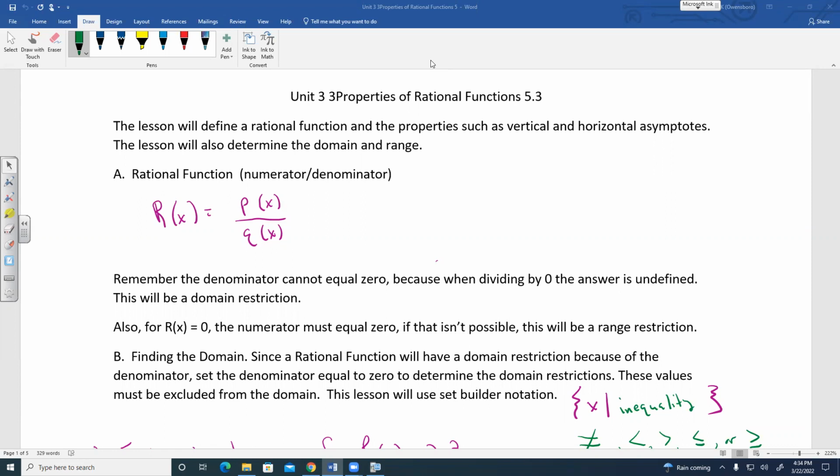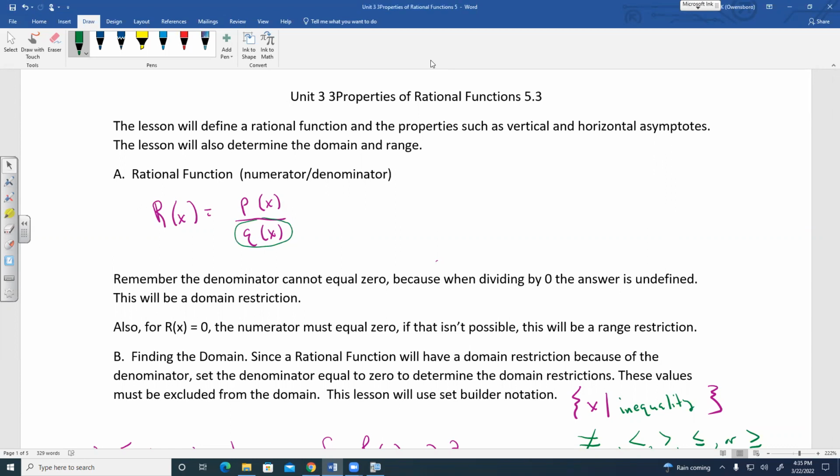So remember, as I said, the denominator cannot equal 0, because when you divide by 0, the answer is undefined. So this is where the domain restriction is going to happen. It's all about the denominator. That denominator cannot equal 0.